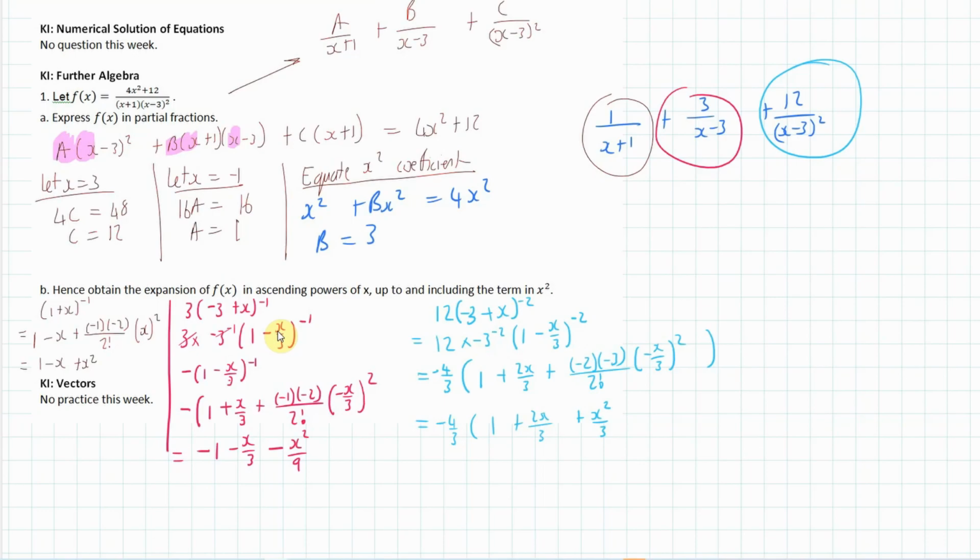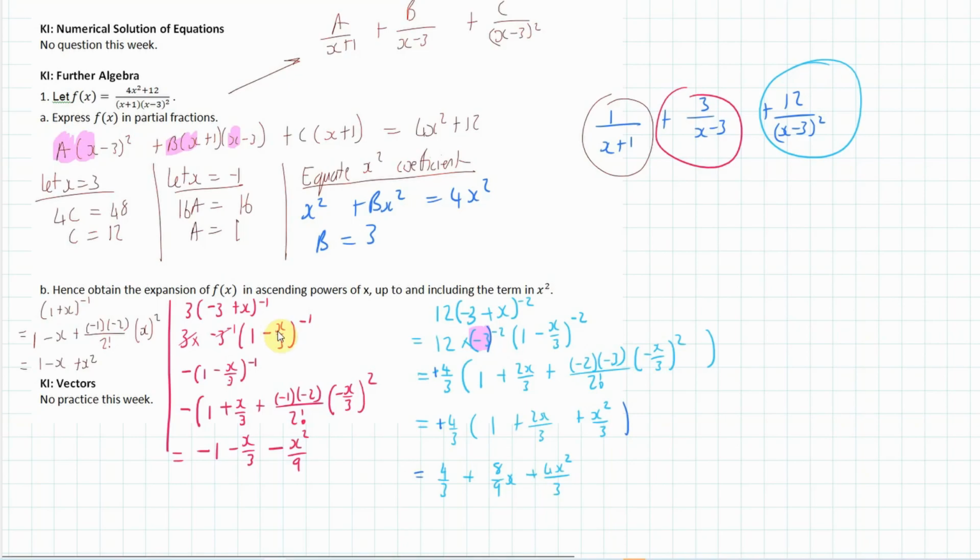Oh, but wait a second. I've forgotten something. Just reviewing what I did here. This should actually be a positive, shouldn't it? Okay, because it's a negative 3 to the power of negative 2. That's like negative 1/3 times negative 1/3. Okay, that was a bit foolish. Never mind, picked it up. 4 over 3 plus 8/9 x plus 4x squared over 3.